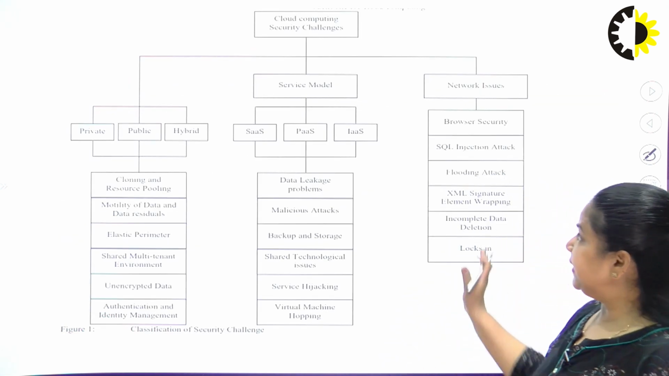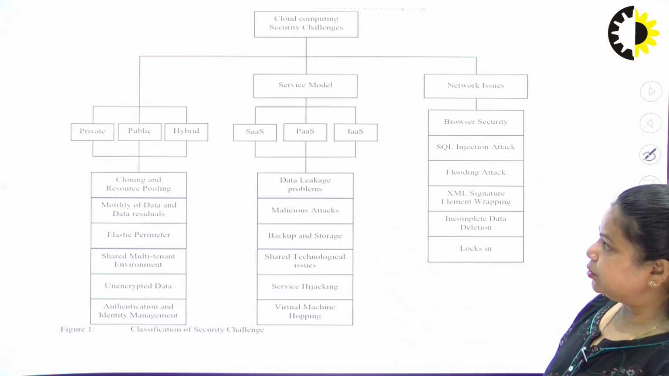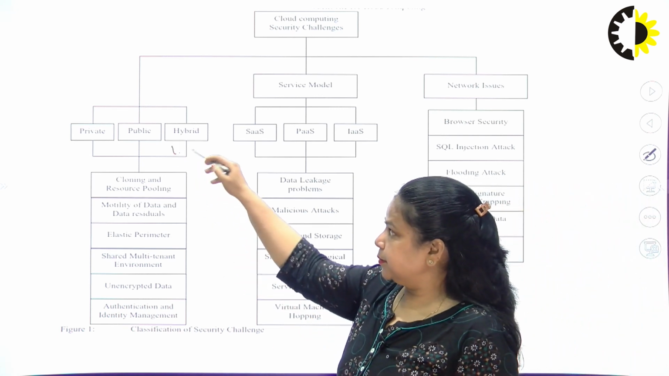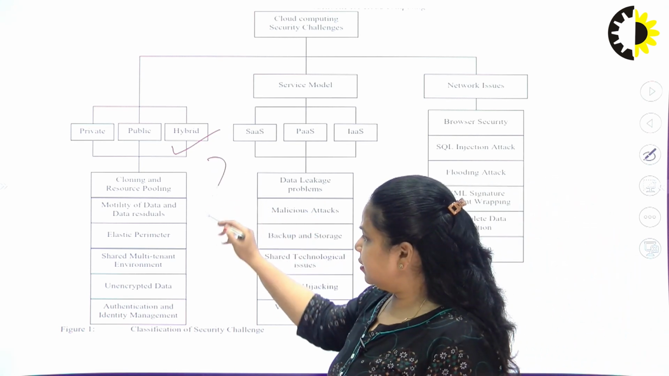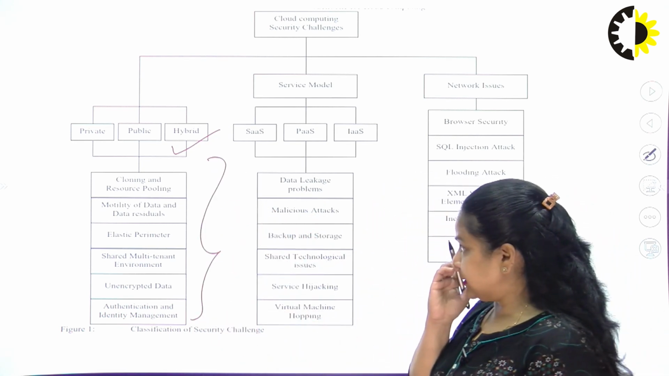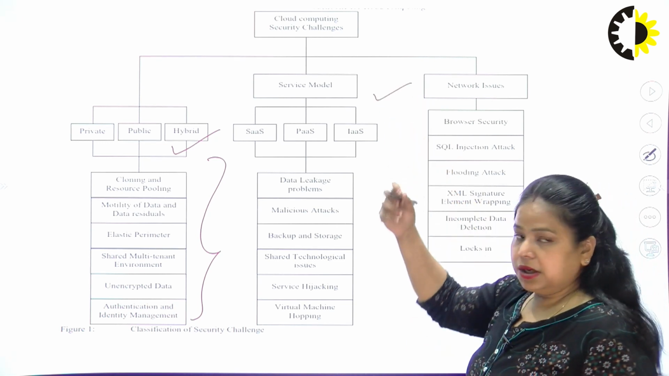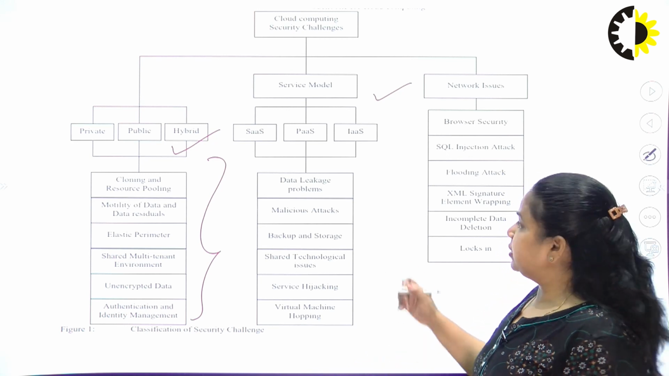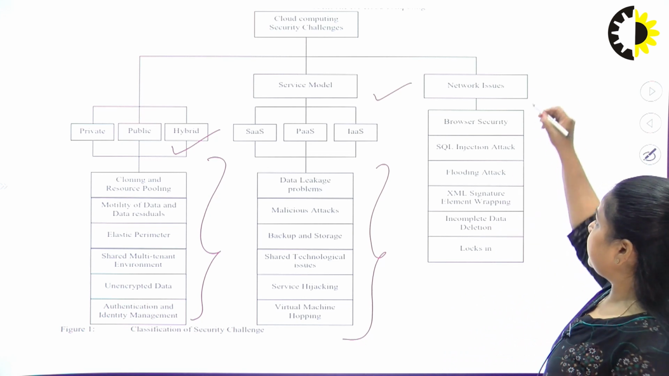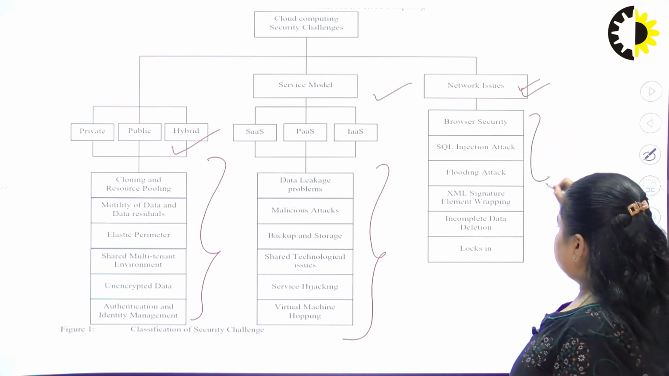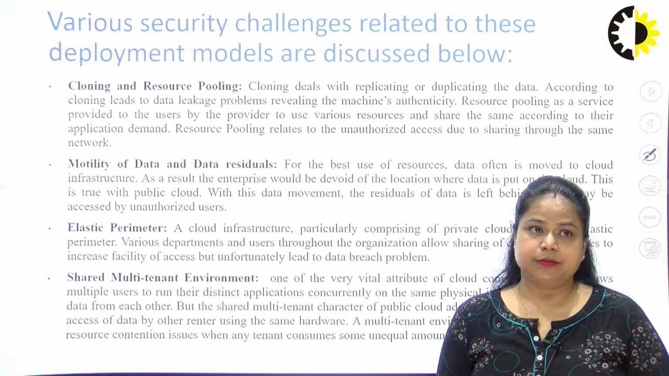Now this is a complete architecture of the security challenges, because we know we are dividing cloud computing into three networks: public, private and hybrid. So these are the problems or security challenges when we are talking about the three clouds. In terms of service models like IaaS, PaaS and SaaS, these are the security challenges. And these are the various security challenges that come under network issues.